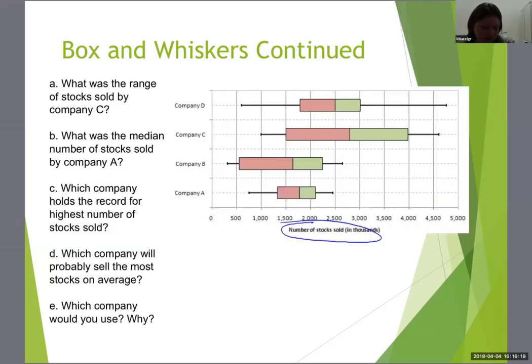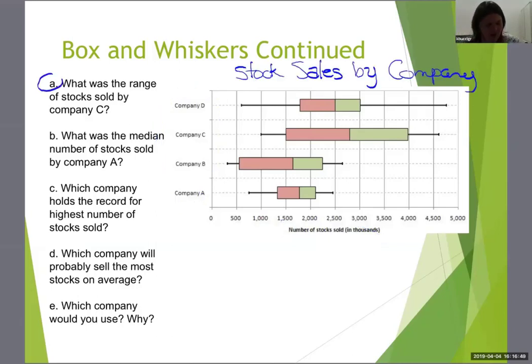And it's by what? What's on the other axes? By groups. Yeah, by company in this case. So it looks like we're comparing some stock sales by company. Does that make sense, ladies? Yes. Okay, so I think I'll call it stock sales by company. That sounds good. So A says, what was the range of stocks sold by company C?